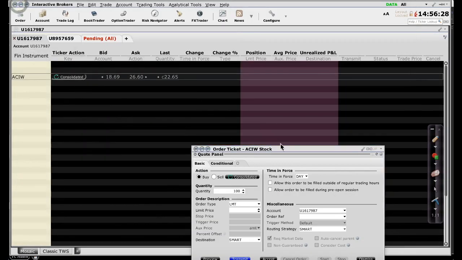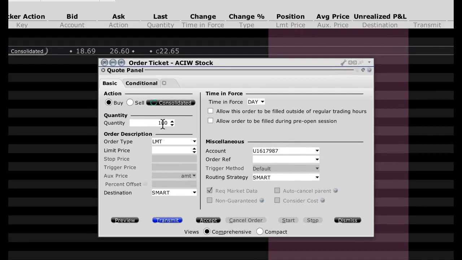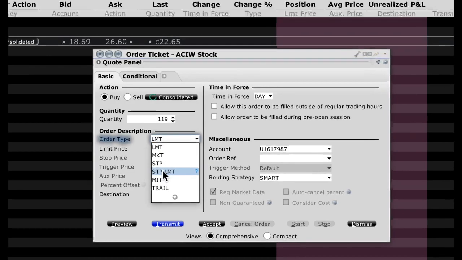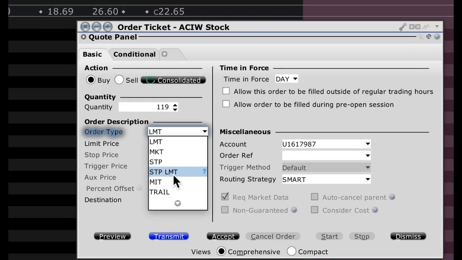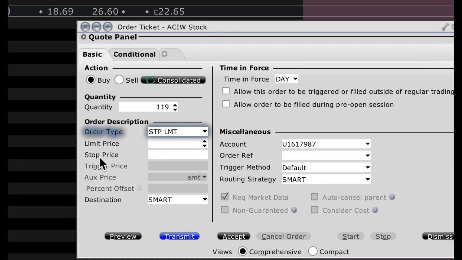So let's go back to this. I'm going to key in here 119 shares. Now, for the order type, I'm entering with a stop limit order, right? Stop limit order, STPLMT. I have to key in the stop price and the limit price. So my stop price, which is my entry price, was 22.68, which we just determined, right? And the limit is 22.71. Okay?